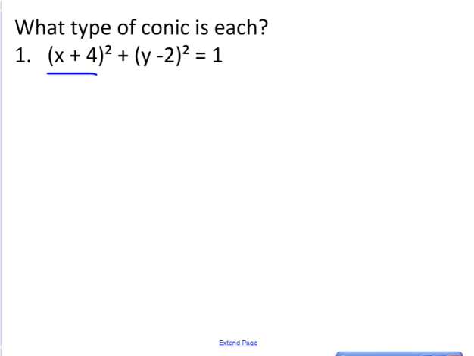I have (x plus 4) squared plus (y minus 2) squared. So they're both squared, so it's not a parabola. We do have a plus, so that's going to be either a circle or an ellipse. So is there any number down here, or is there any number right there for the coefficient? Since there's no numbers, that means they're ones, and since they're all ones, they're all the same, that tells me that I have a circle.